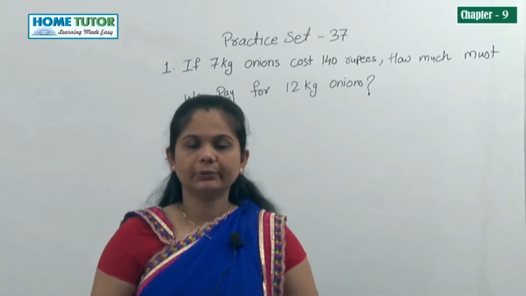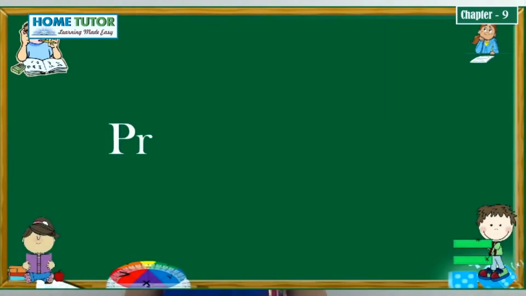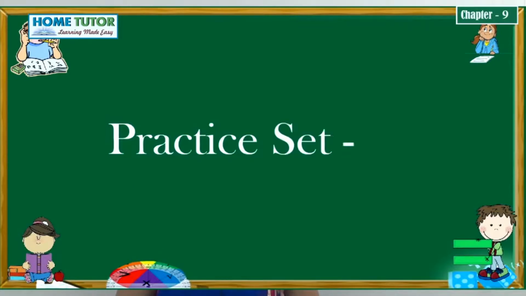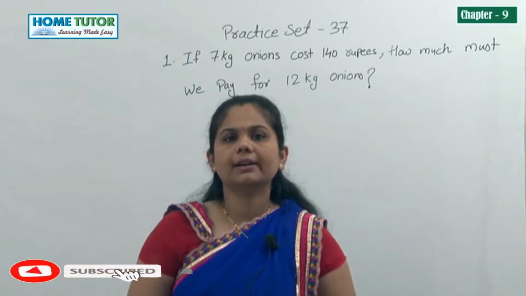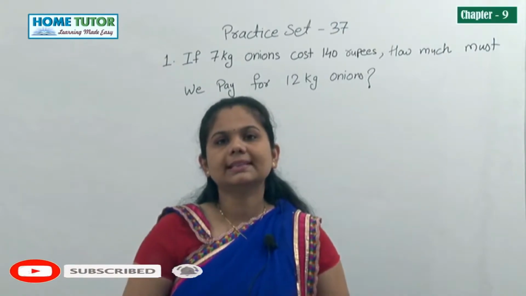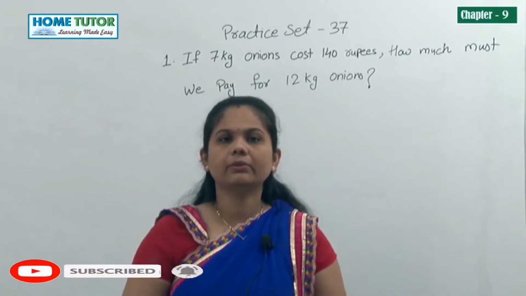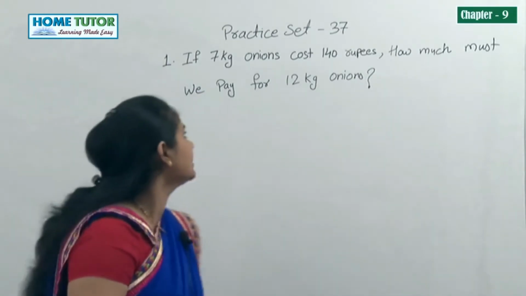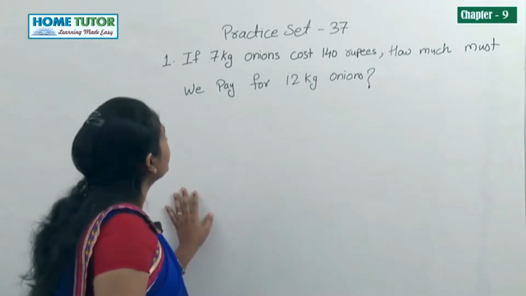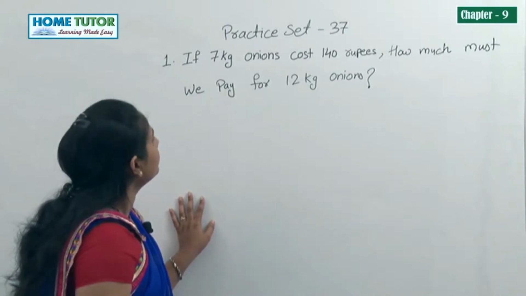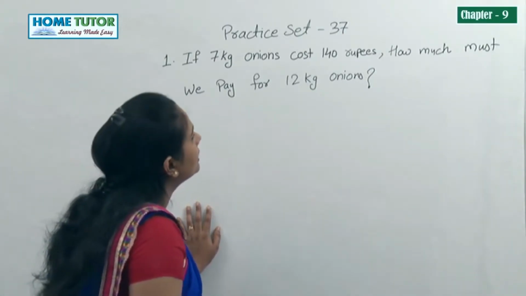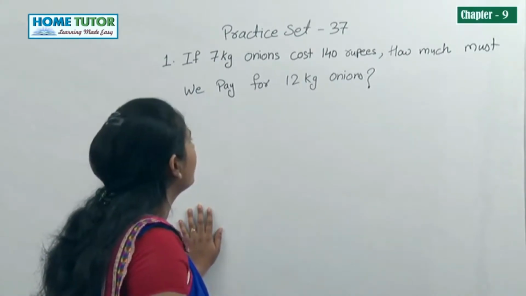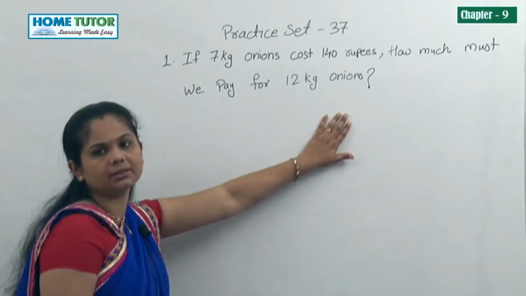Now let's start with our next practice set, that is practice set number 37. Practice set number 37 is based on our direct proportion. So in this exercise we will use the concept of direct proportion. Let's see the first question. The question is, if 7 kg onions cost 140 rupees, how much must we pay for 12 kg onion?